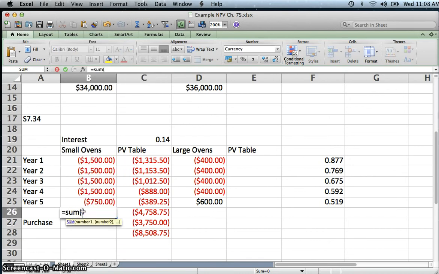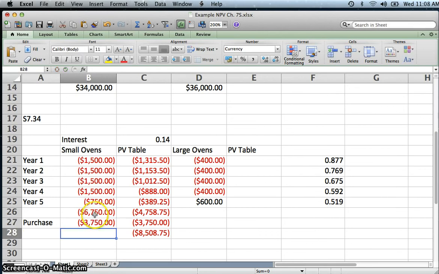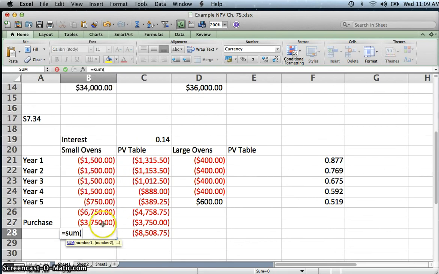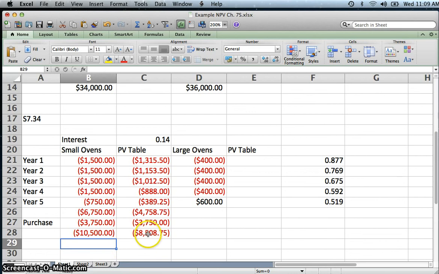So let's kind of compare this just so you have some idea. Here is what it would add up to if we didn't discount those factors. And then of course you have the purchase price that is not discounted in either case, because that was paid immediately in today's dollars. But you can see the difference here. If we don't take into account the time value of money, we would say this is $10,500. But in reality, because it's paid out over 5 years, it's $8,508.75.